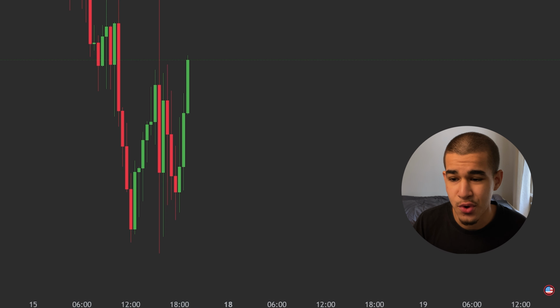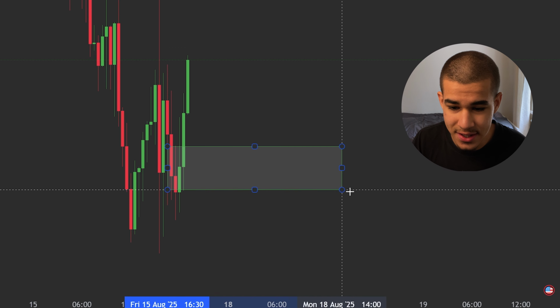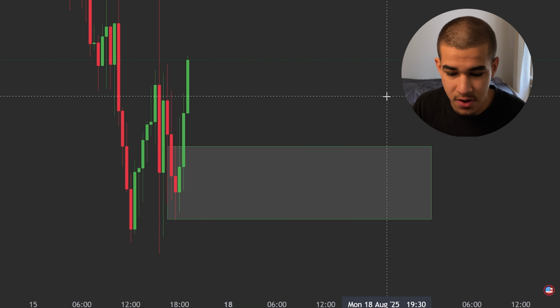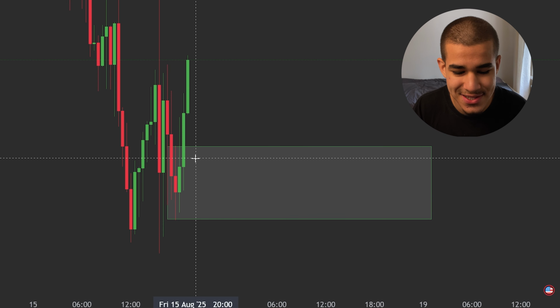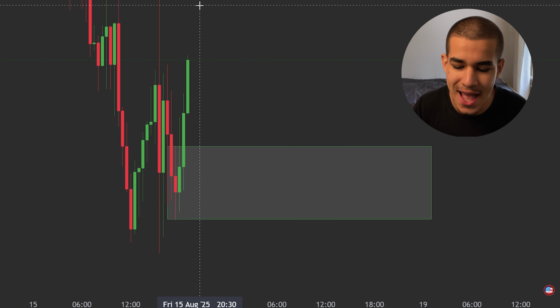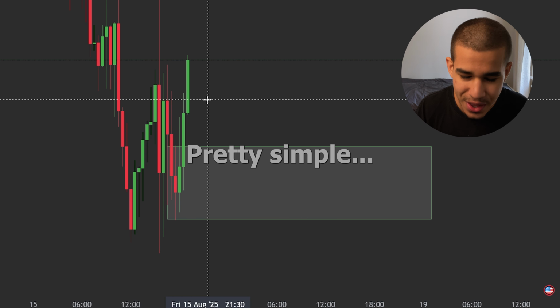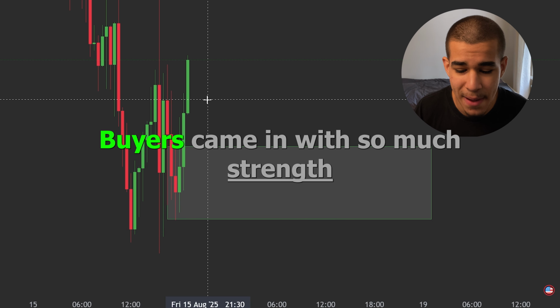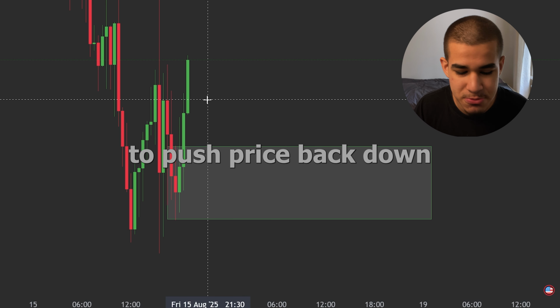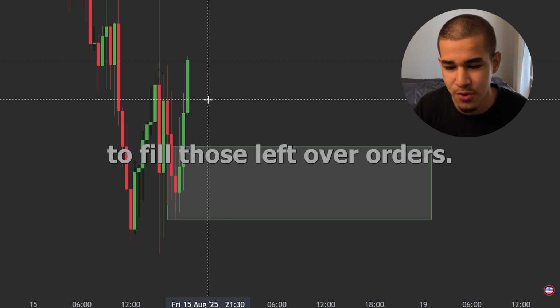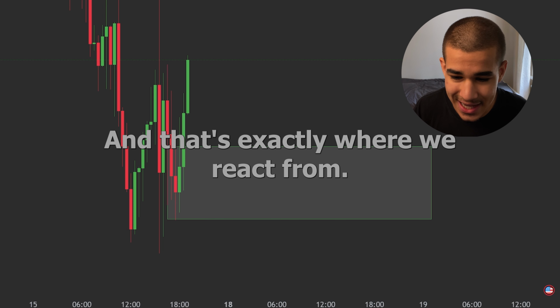Now, for example, right here, you have a clean demand zone. As you can see right here, you got 3 bullish momentum candles to the upside, and the very first bearish candle before that move up is going to be your demand zone. For that, it's pretty simple. Buyers came in with so much strength that sellers are going to want to push price back down to fill those leftover orders. And that's exactly where we react from.